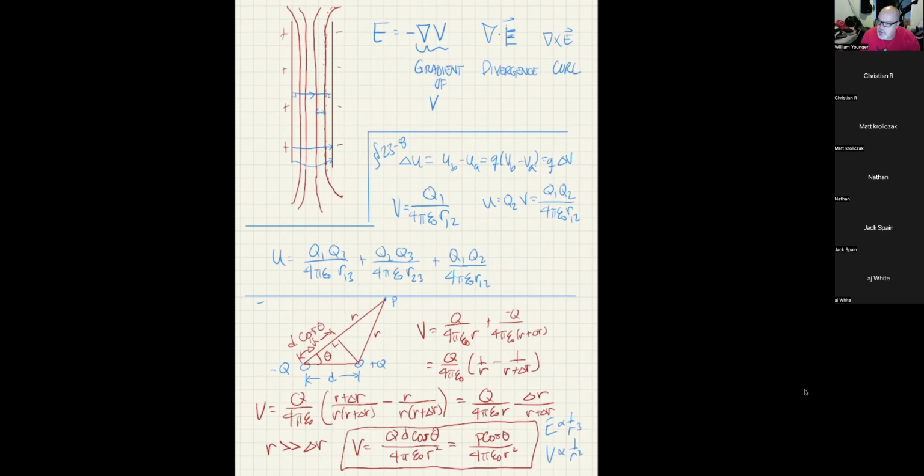Next chapter, we go into capacitance, where I'm going to take that V equals the negative integral of E dot dl, and I'm going to use that to actually calculate the capacitance of a parallel plate capacitor. I'm going to use it to calculate the capacitance of a coaxial cable. I'm going to use it to calculate the capacitance of, let's say, what we call a solenoid, and also what we call a toroid.